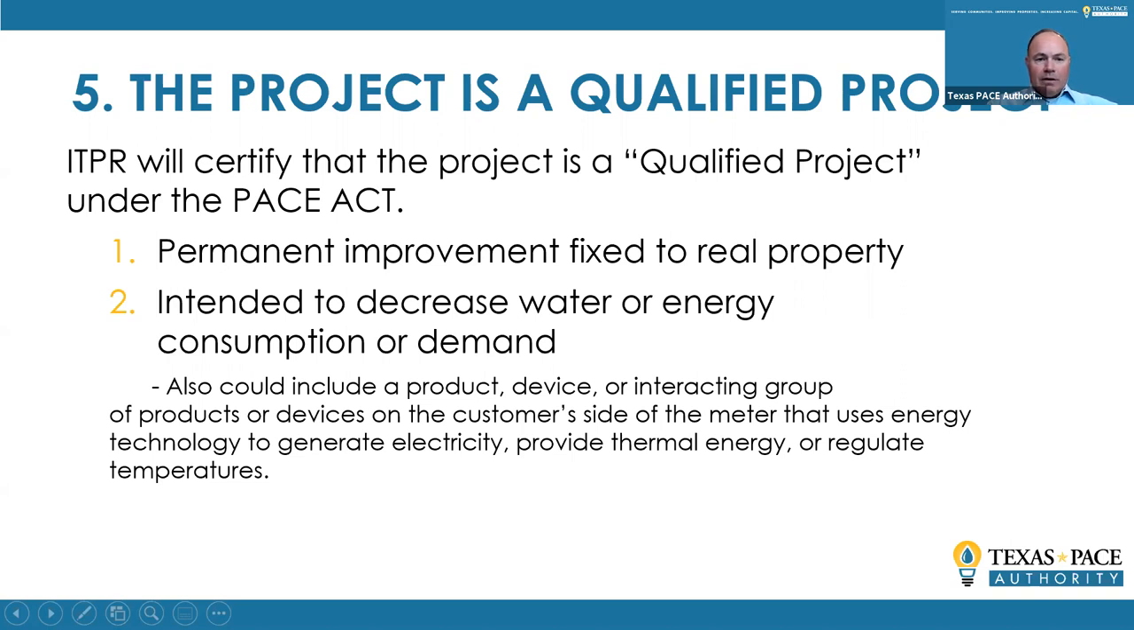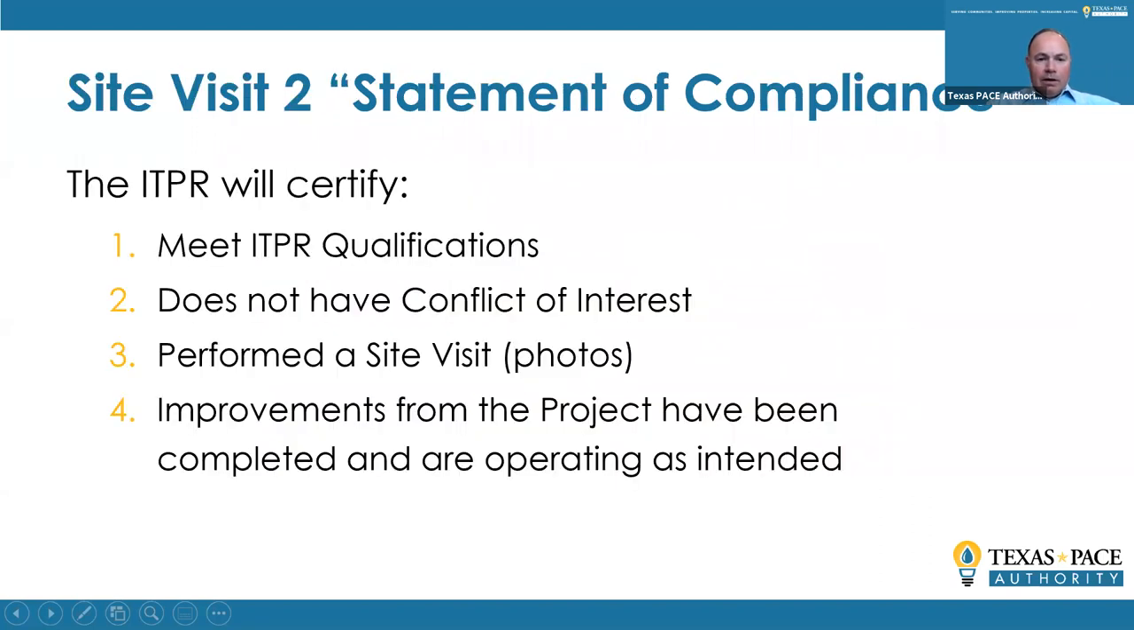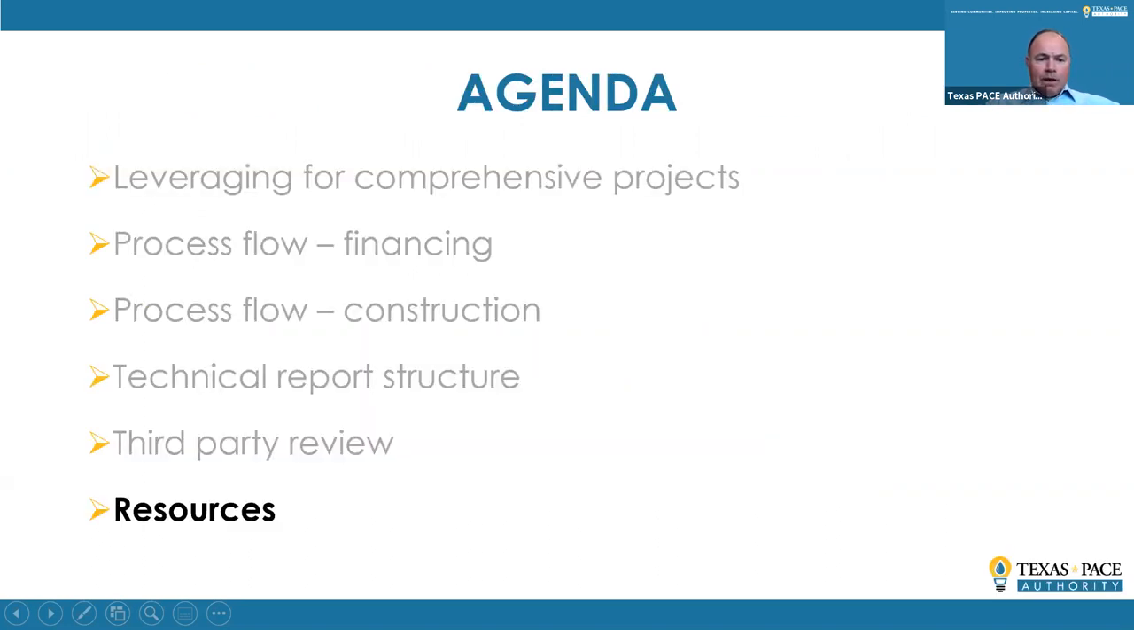And that's the basis of the ITPR certification. So the project moves into construction, the construction's completed, and then it moves into the installation verification, again, by the ITPR. Then they certify again that they're qualified, they don't have a conflict, that they performed a site visit, they have verified that the project is completed and operating as intended. Again, that's for the protection of the owner, as well as for the capital provider, to make sure that everything is going to operate the way that's expected. And so that's the end of the technical and third party review.